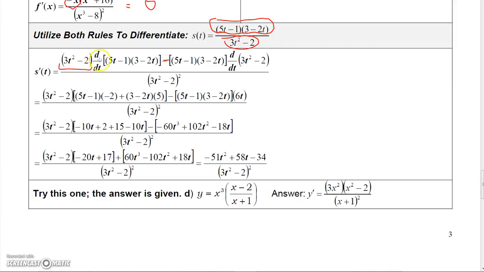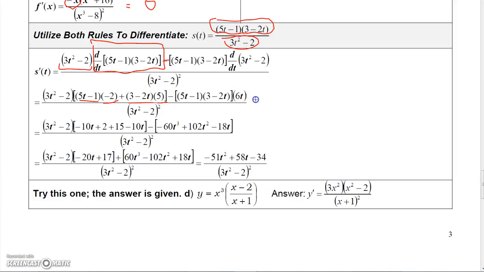Well, what's important here is in this derivative we actually have to apply the product rule to calculate that. So the product rule for this derivative would be 5t minus 1 times the derivative of 3 minus 2t, which is minus 2, plus 3 minus 2t times the derivative of the first factor, 5t minus 1, and that derivative is 5. And then I just bring down the second term, this product times the derivative of 3t squared minus 2, which is 6t.